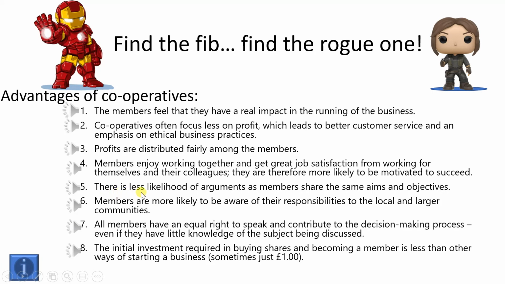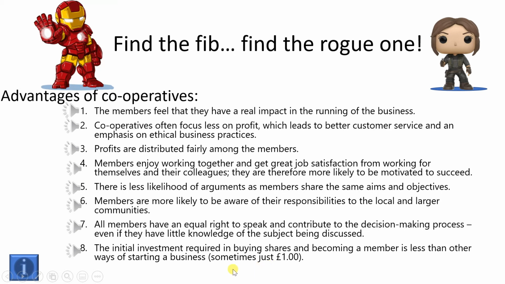Number 5, there is less likelihood of arguments as members share the same aims and objectives. Number 6, members are more likely to be aware of their responsibilities to the local and larger communities. Number 7, all members have an equal right to speak and contribute to the decision-making process, even if they have little knowledge of the subject being discussed. And number 8, the initial investment required in buying shares and becoming a member is less than other ways of starting a business, sometimes just £1.